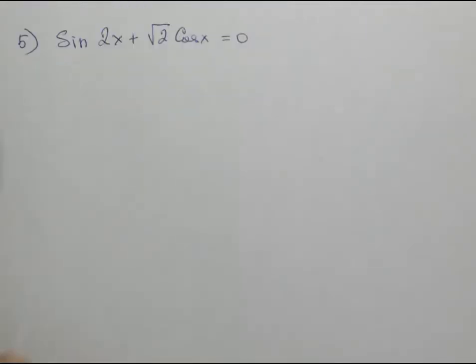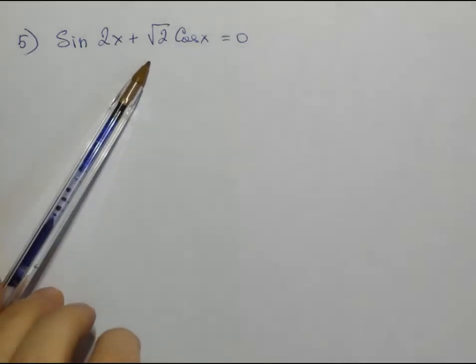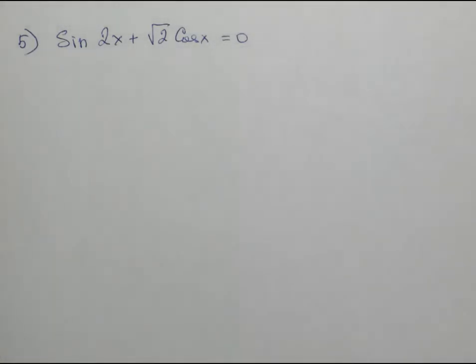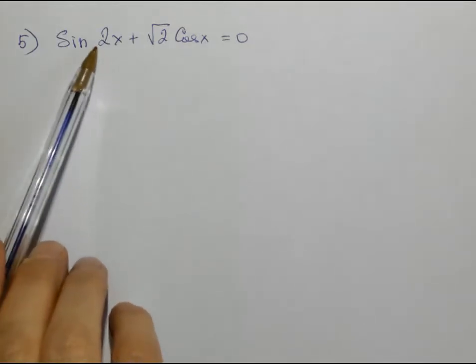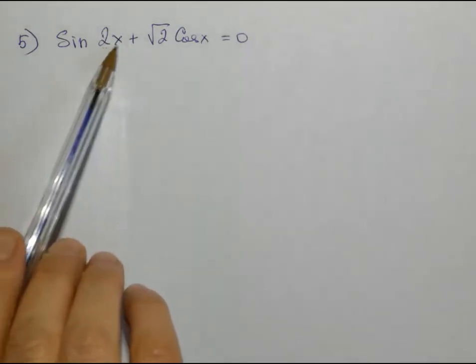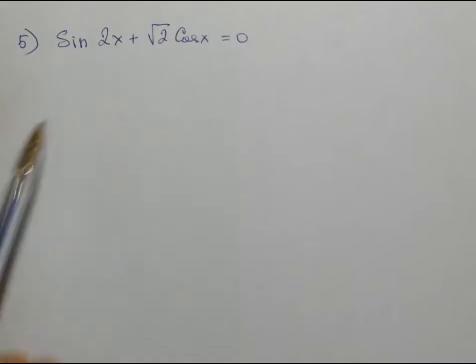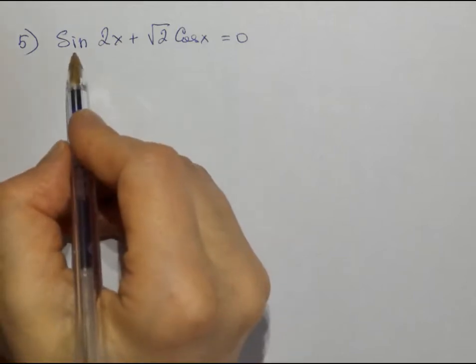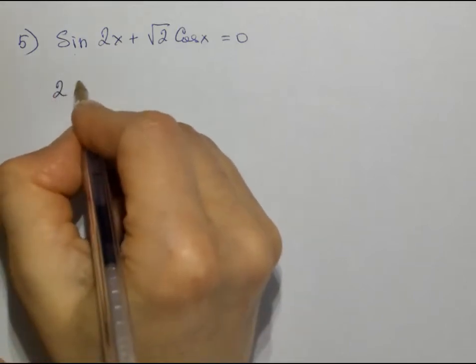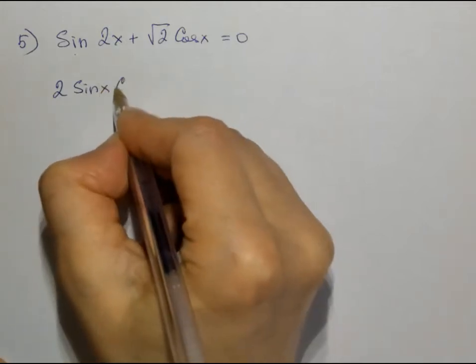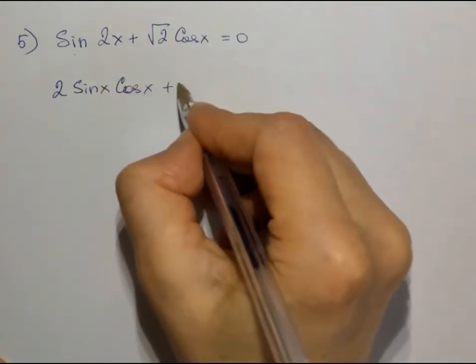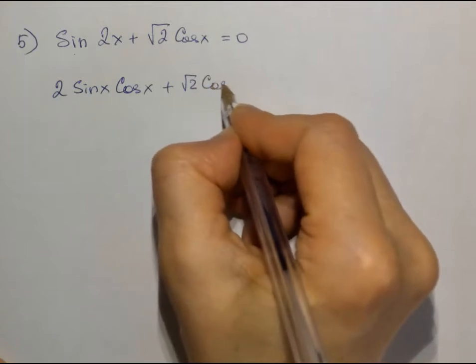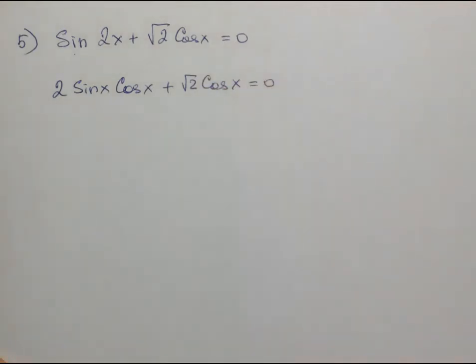So we have the next equation, sine of 2x plus square root of 2 cosine x equals 0. Here we have two trigonometric functions, and they even have different arguments. Here we have 2x, here we have x. But we can change this equation a little bit, applying the double angle identity. So sine of 2x equals 2 sine x times cosine x, plus square root of 2 cosine x equals 0.